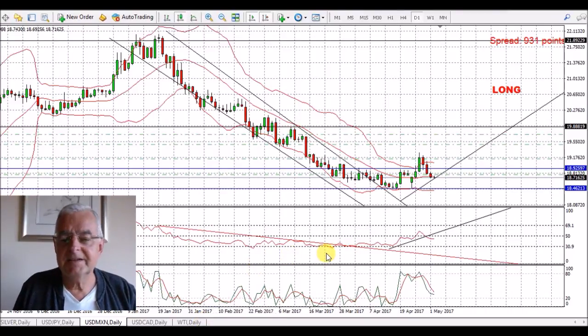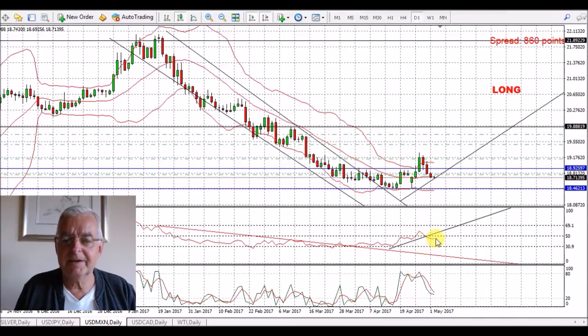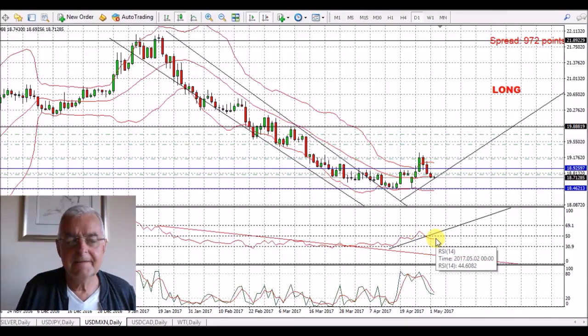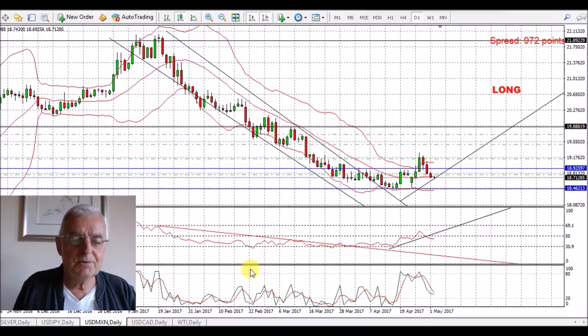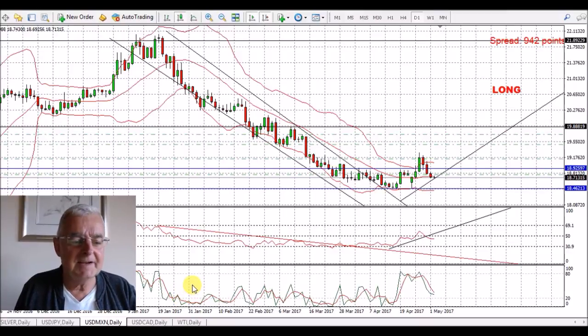USD Mexican peso, yeah, this has come back down. It's broken my trend line. It's below the 50 on the RSI. I really need this to pop back up to show a bit of strength. It's not doing what I want it to do, but the commitment of traders is short the peso, and that's what's keeping me in this trade.